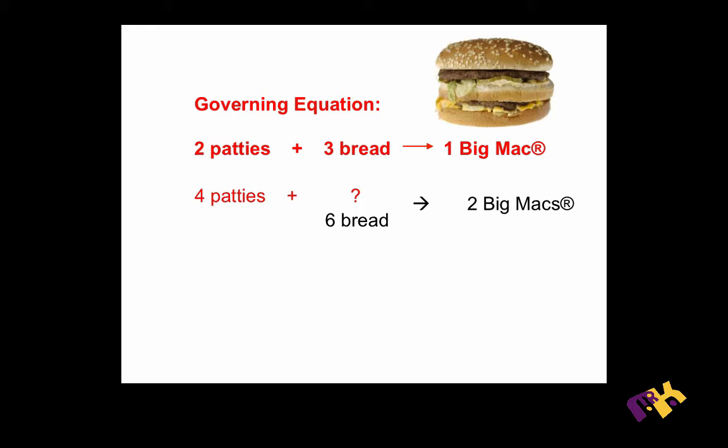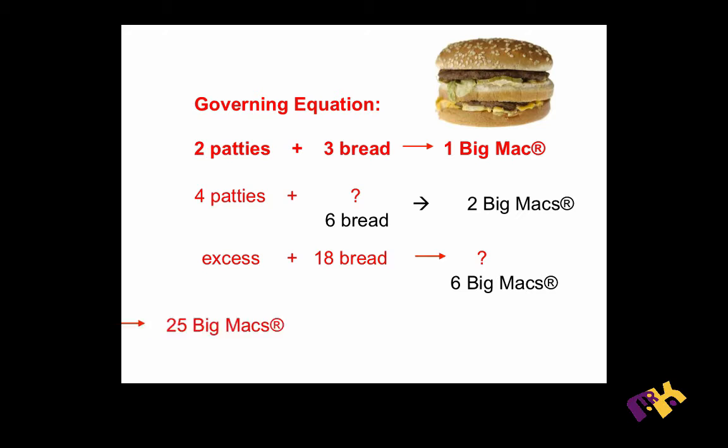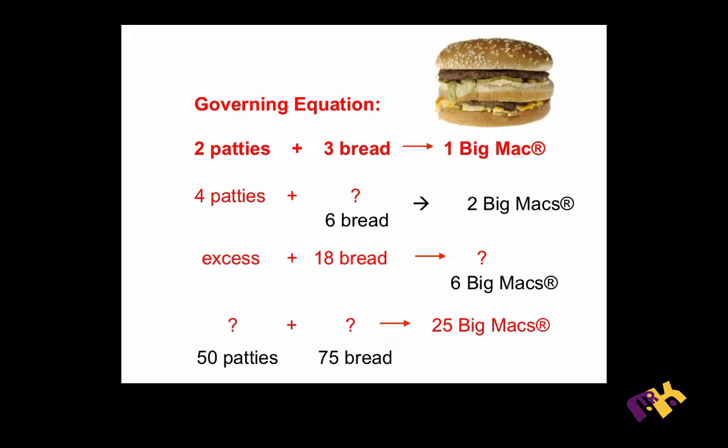Very simple. What if we had an excess amount of patties, but only 18 pieces of bread? We'd be able to make... No, we know it better than that. 6. Yeah, we made 6 Big Macs. All right, so if we had produced 25 Big Macs, then from this balanced chemical equation, or recipe for a Big Mac, we would be able to tell you exactly how many patties and pieces of bread we need. We need to have 50 patties and 75 pieces of bread.